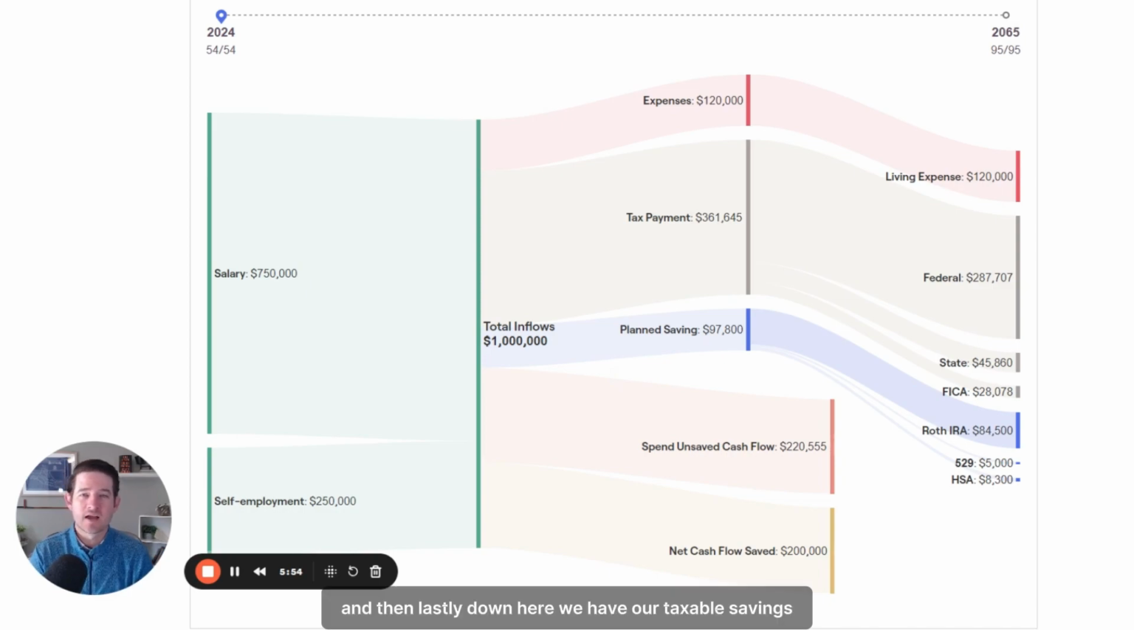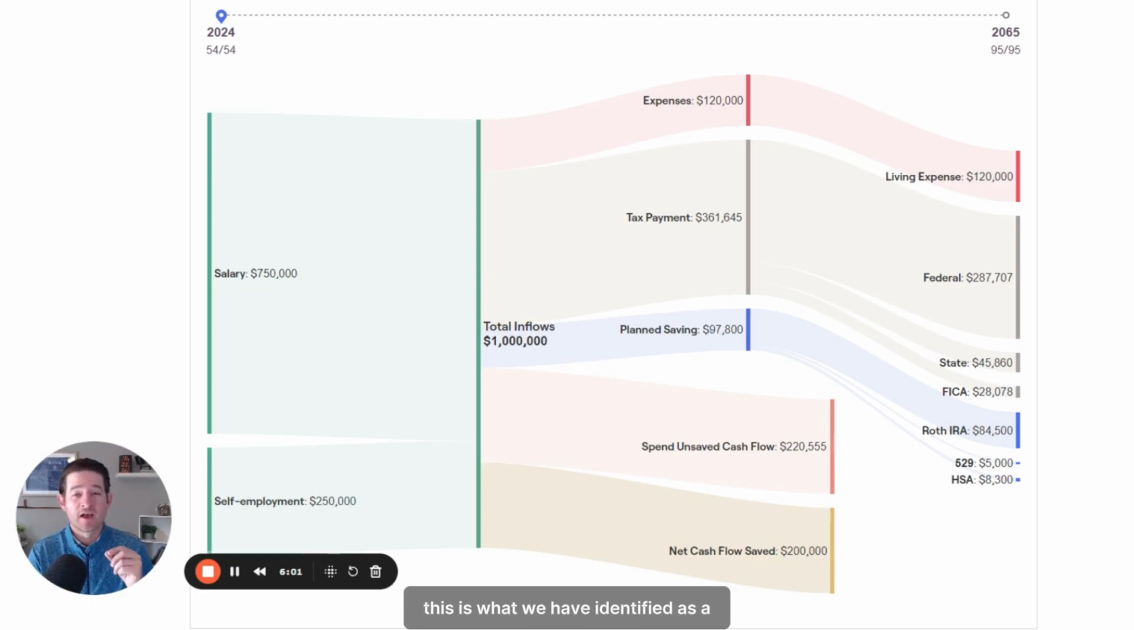And then lastly, down here, we have our taxable savings, which is over here in the yellow column. This is what we have identified as an annual savings goal in order to meet the long-term planning initiatives of the client. So this client wants to retire at 65 years old. In order to retire at 65 years old, they need to start saving $200,000 a year into a taxable investment account. So that's what this column is.